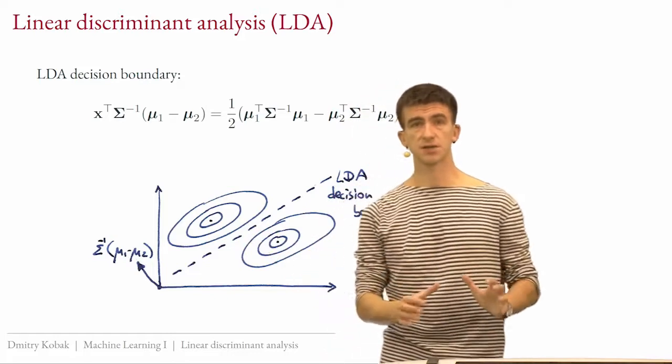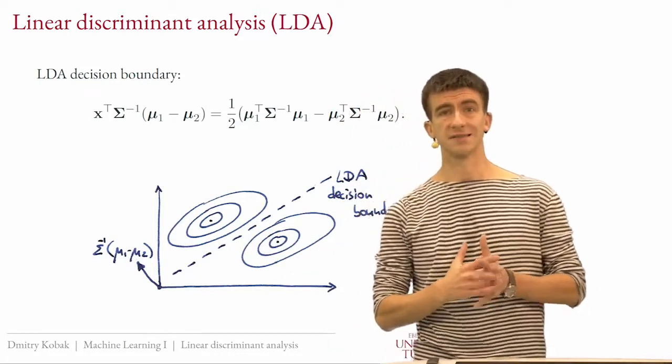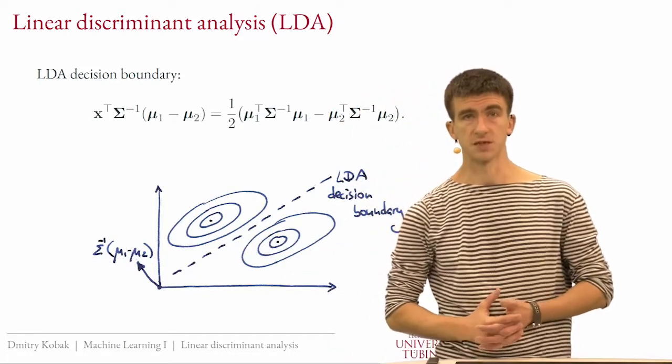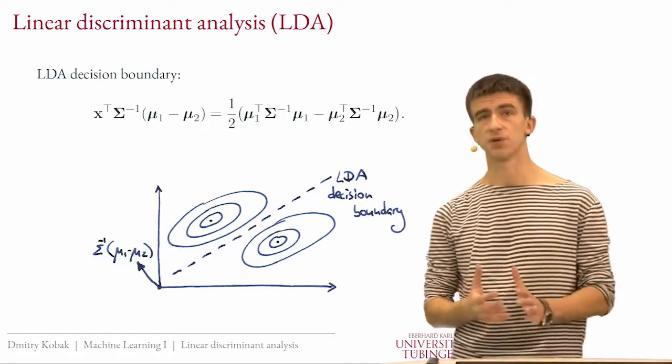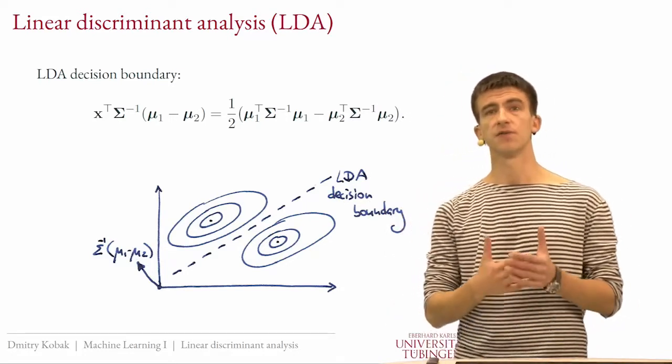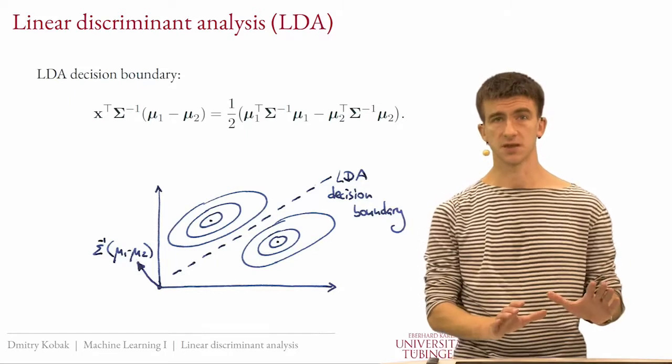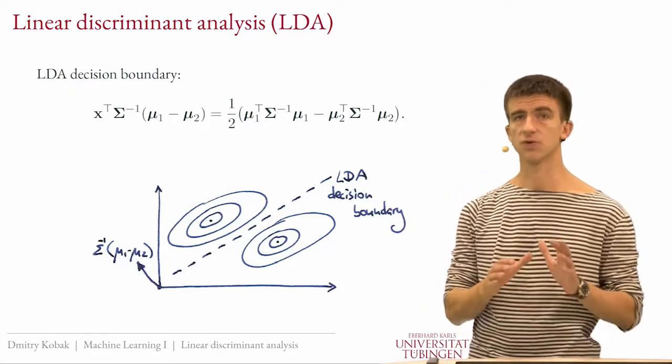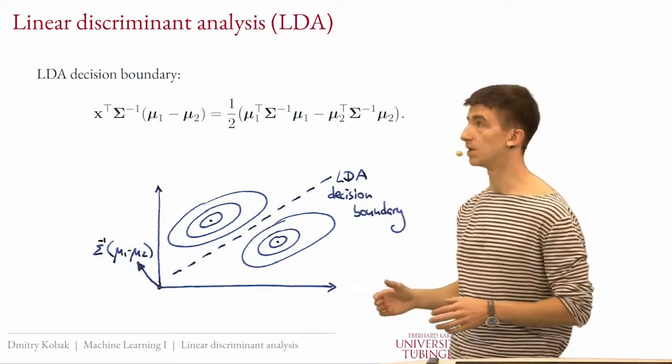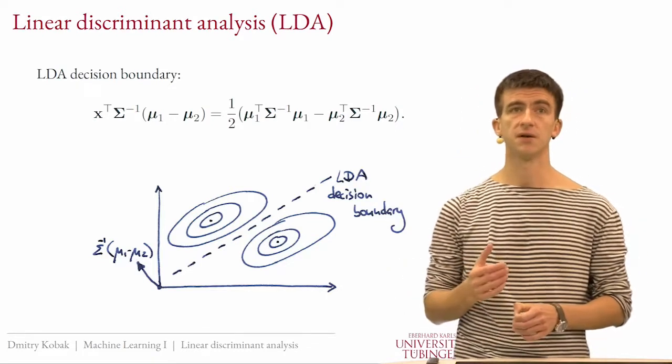Just to make it clear, to say it again, it's not an assumption here that the decision boundary is linear. The fact that the decision boundary is linear follows from our assumption that the covariances are the same. Whenever the true covariances are the same, the optimal decision boundary is a line.